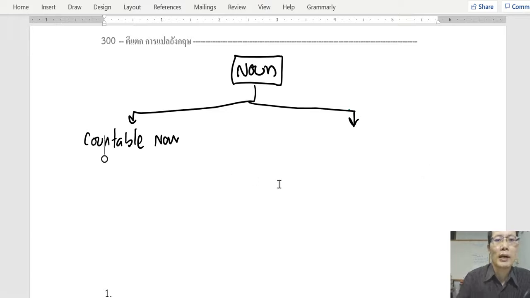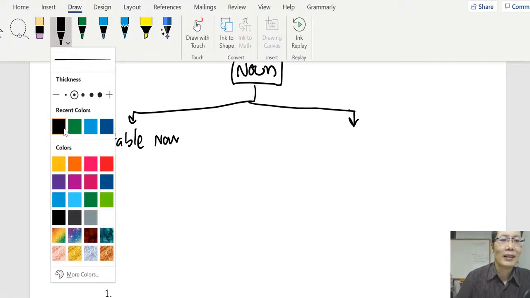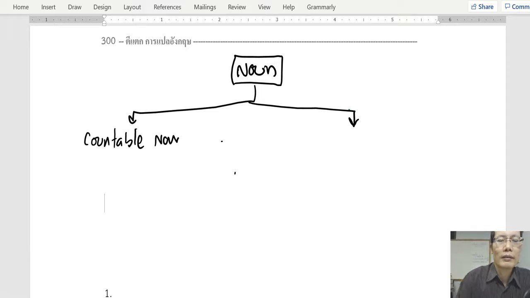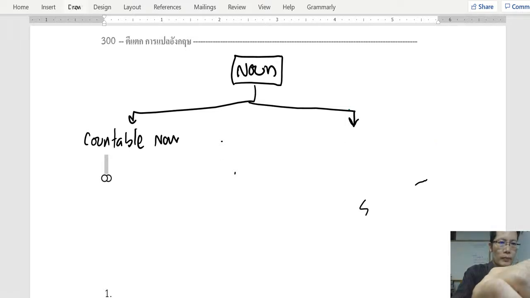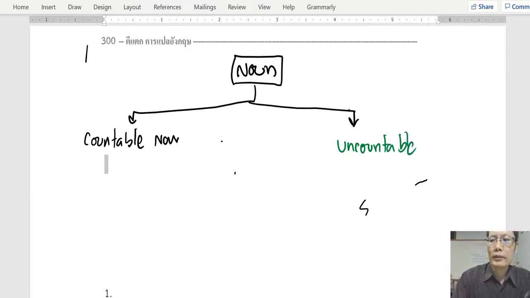Number two is uncountable noun. Uncountable noun, here. Countable and uncountable noun. Two kinds, two groups of noun. Easy explanation here. Countable nouns and uncountable nouns.